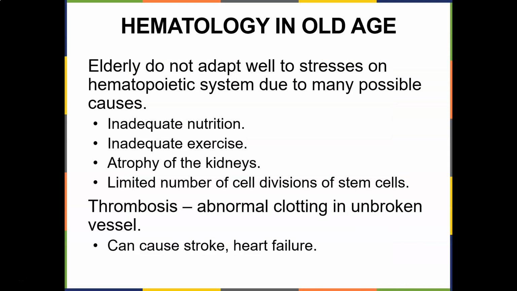What about as we get older? Well, the elderly do not adapt well to stresses on the hemopoietic system due to many possible causes. They don't eat as well, so inadequate nutrition. They have inadequate exercise. They have atrophy of the kidneys, limited number of cell divisions from stem cells. Now, thrombosis is abnormal clotting in an unbroken vessel. That can cause a stroke or heart failure.